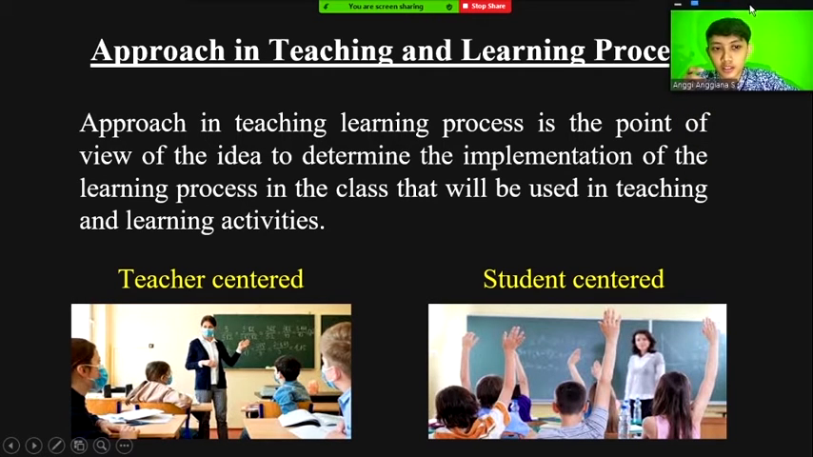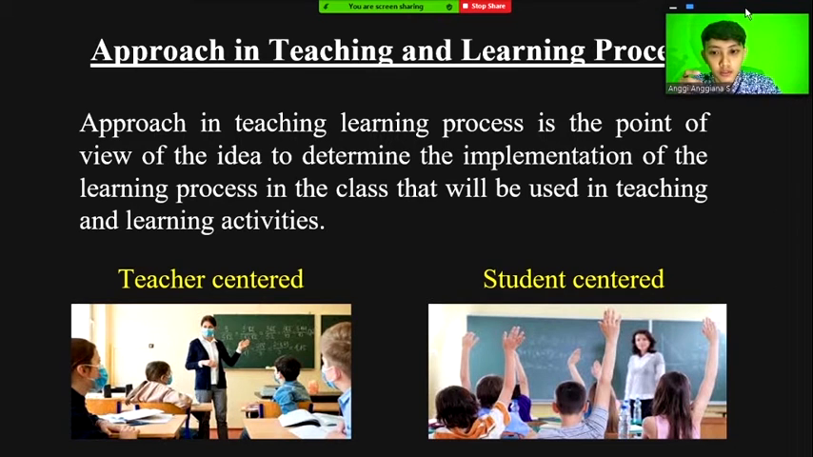Okay, so what is process? An approach in the teaching and learning process is the point of view of the idea to determine the implementation of the learning process in the class that will be used in teaching and learning activities. Okay, so in here I made two different situations. For the first, teacher center is a type of approach in the teaching and learning process. For the first, there is the teacher center, and for the second, there is student center. Okay, you can see the difference.